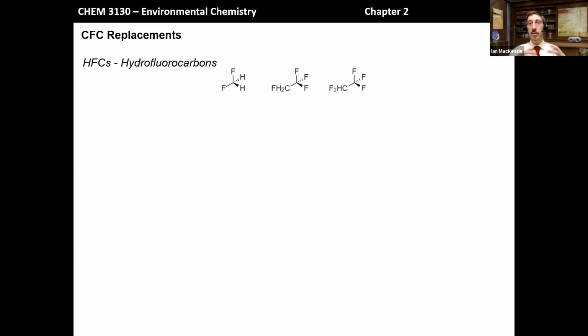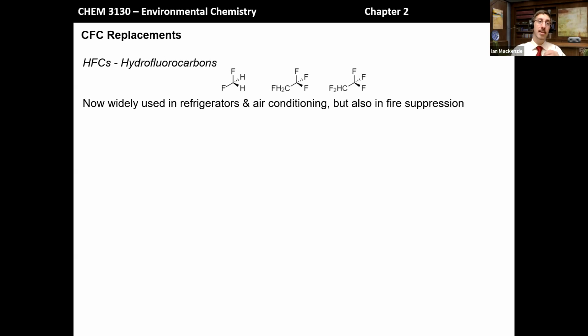These are a few examples simply shown here. They look a lot like CFCs, just they don't have the chlorine atom, and they all have carbon-hydrogen bonds. The advantage to that is that they do have a tropospheric sink.